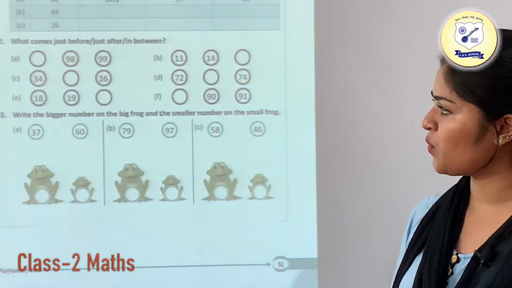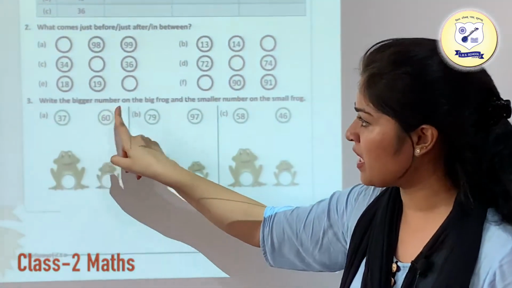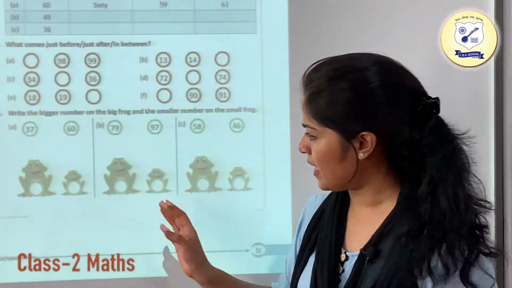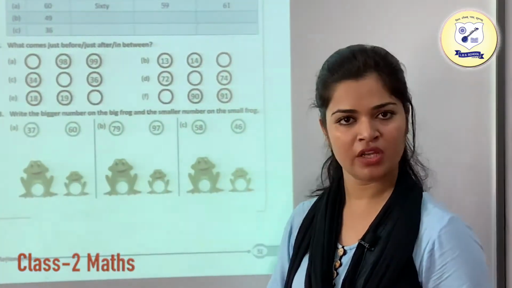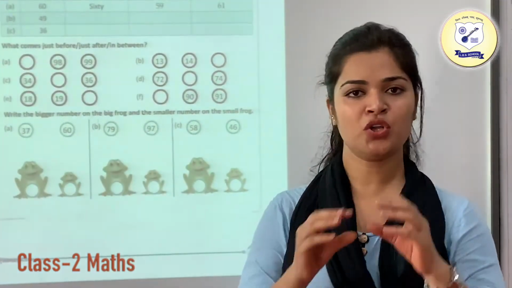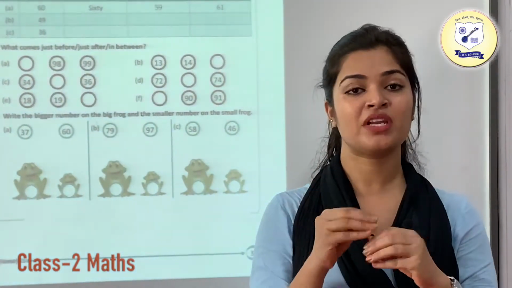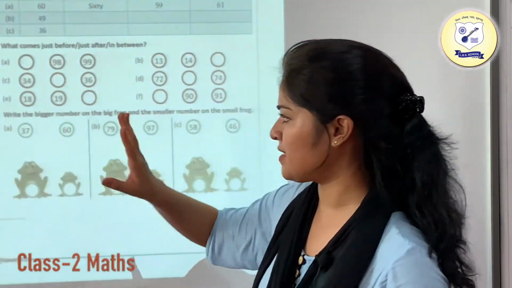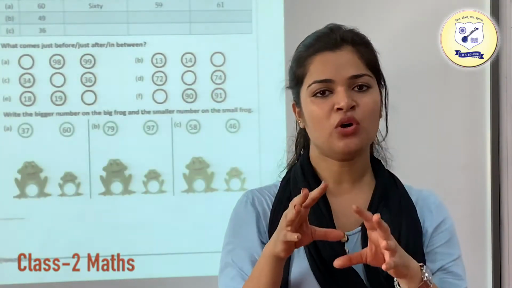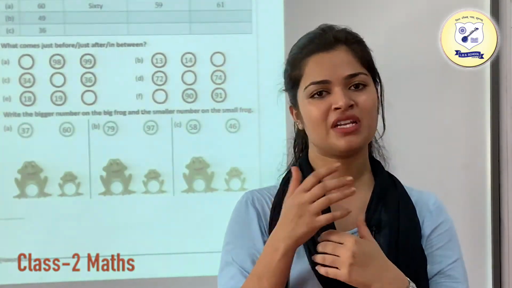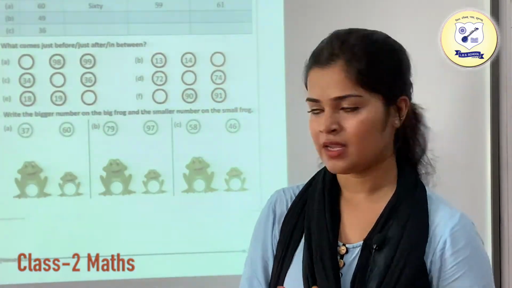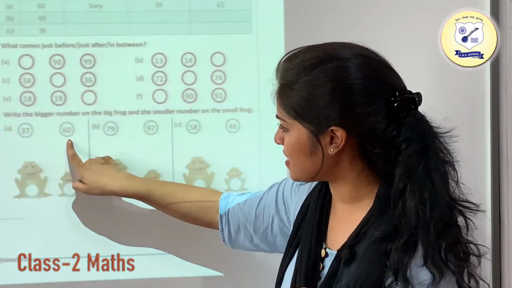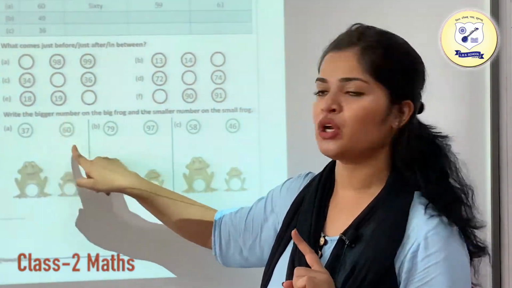Now in question number 3 you can see that write the bigger number on the bigger frog and the smaller number on the small frog. Like you are having two frogs in front of you in each section. First of all you need to check among the given numbers which one is your larger number and which one is your smaller number. Okay, so among these two, as we know that if the tens place value of the number is larger, then that whole number is going to be your larger number. Like you can see that in 37 on tens place we are having 3 and in 60 we are having 6. So this is going to be your large number.